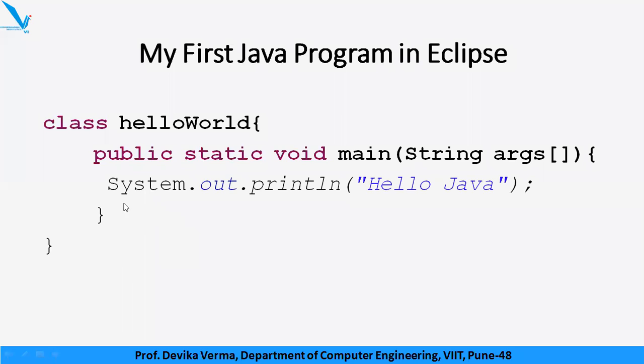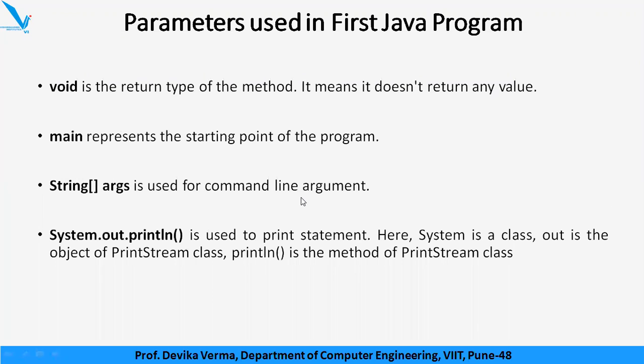System.out.println. If you look at this statement, we have seen printf in C, we have seen cout in C++. Now this is what is there. This is how you print something on the console in Java. So you're going to have System.out.println. Now what is all of it?